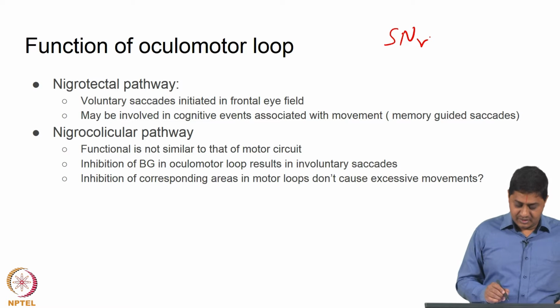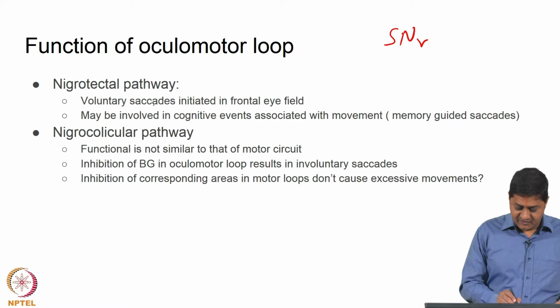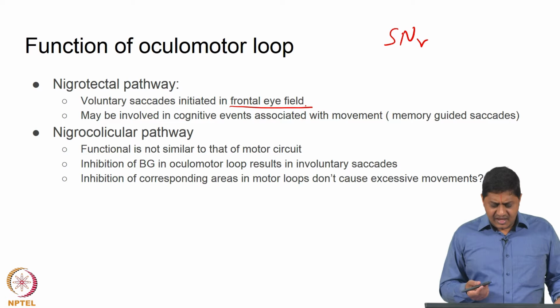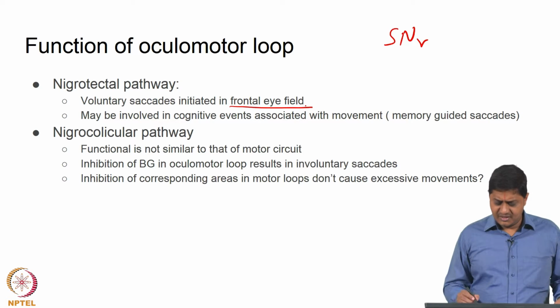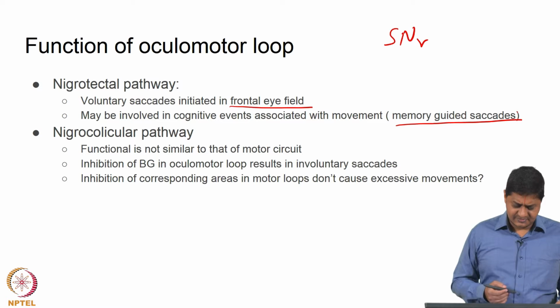So, the nigrotectal pathway involves voluntary circuits initiated in the frontal eye field. There is speculation that this may be involved in events associated with movements such as memory guided circuits.